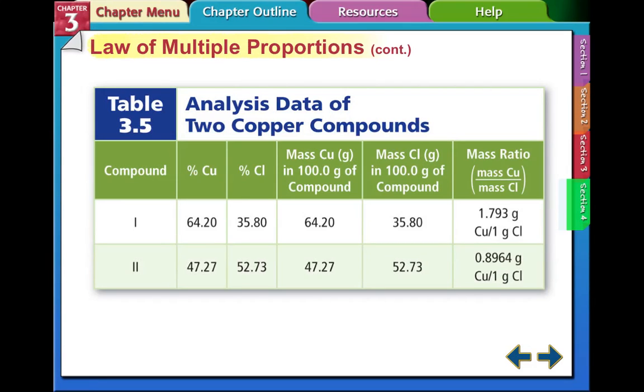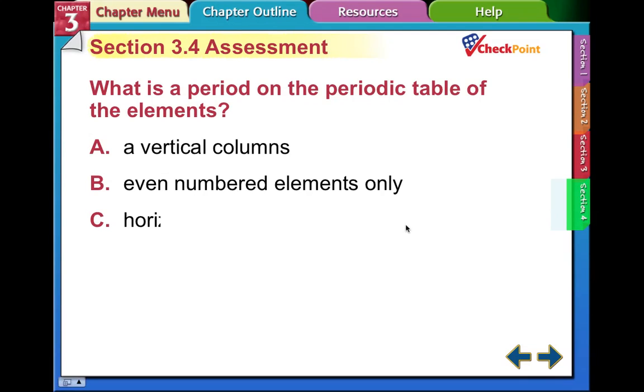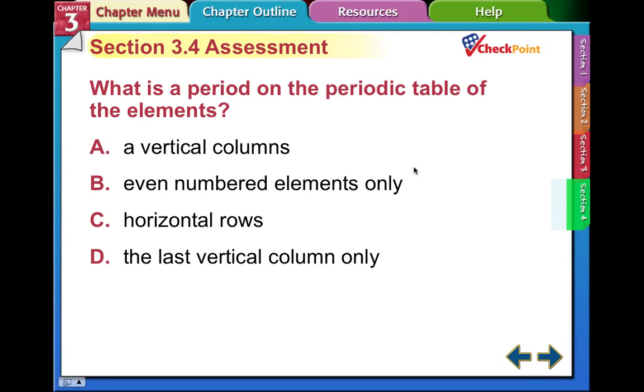Okay, so data analysis of 2 copper compounds. So compound 1 has 64.2% copper, 35.8% chloride. You can see the masses here. They have calculated the masses. So what's the mass ratio? Okay, then you do your math. You take the copper divided by the chloride. Okay, and your answer is?